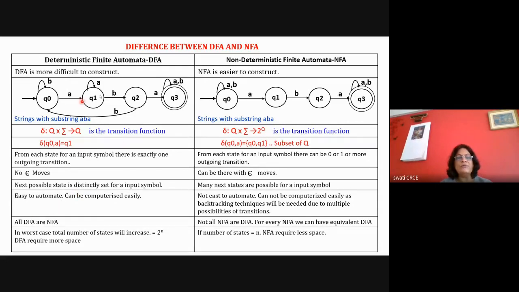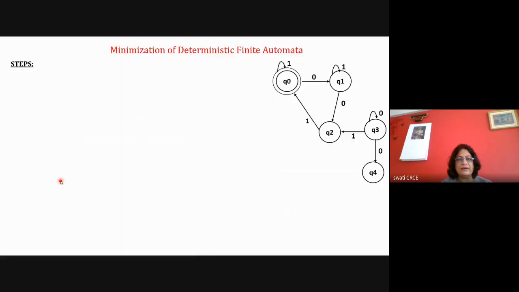And the number of states for DFA may be more. We may require more space to store DFA compared to NFA. Okay, because we show each and every transition, even the dead states. So if you are trying to convert any NFA to DFA, in the worst case scenario, if NFA has n number of states, your DFA may have 2 raised to n number of states. So it takes more space to store. Okay, so this was the recap of DFA.